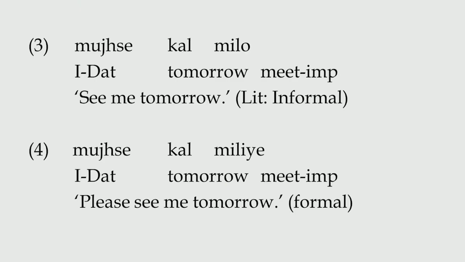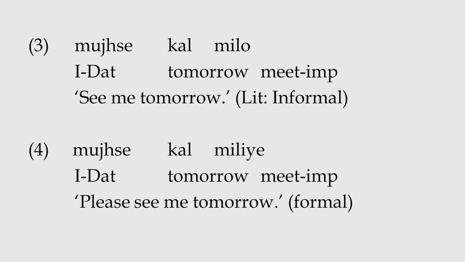How does the human mind figure out the context in which we need to use informal sentences and where we need to use formal sentences? We can look at more sentences and look at some generalizations as well. Let's look at one more set of sentences to understand imperatives in a better way. Mujhse kal milo. This is another imperative sentence, see me tomorrow.